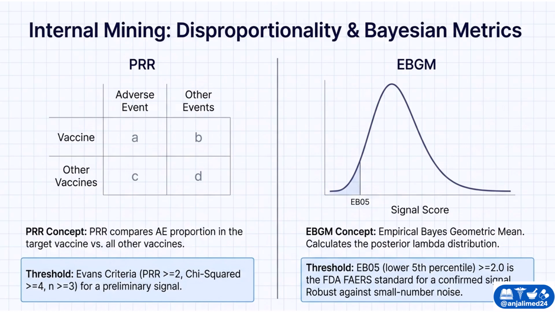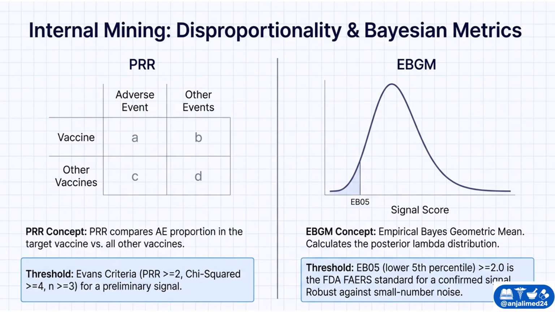Even after accounting for uncertainty and statistical fluctuation, if the EB05 value remains greater than or equal to 2, the signal is considered robust and potentially meaningful. In fact, this threshold is widely used in the FAERS pharmacovigilance system. So while PRR acts as a rapid screening tool, EBGM provides a more stable and reliable confirmation method, especially for rare adverse events and small datasets.